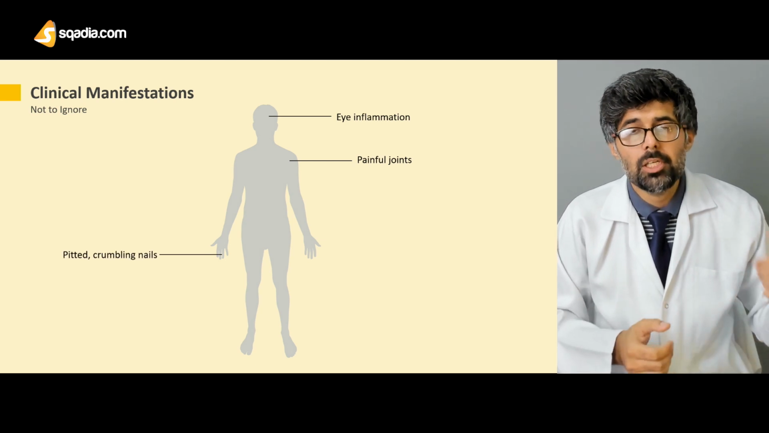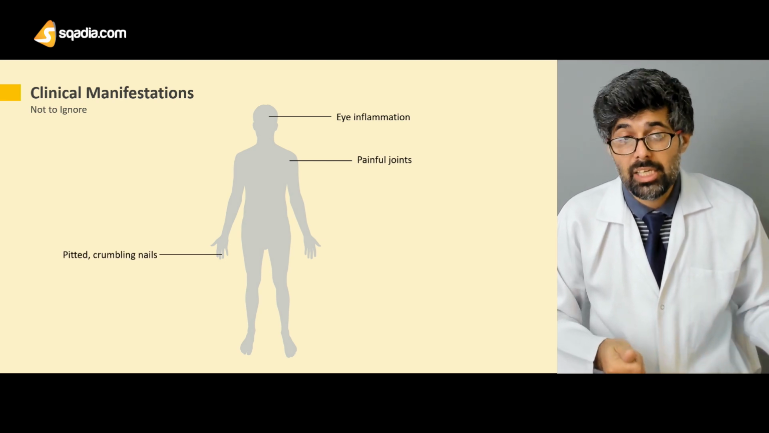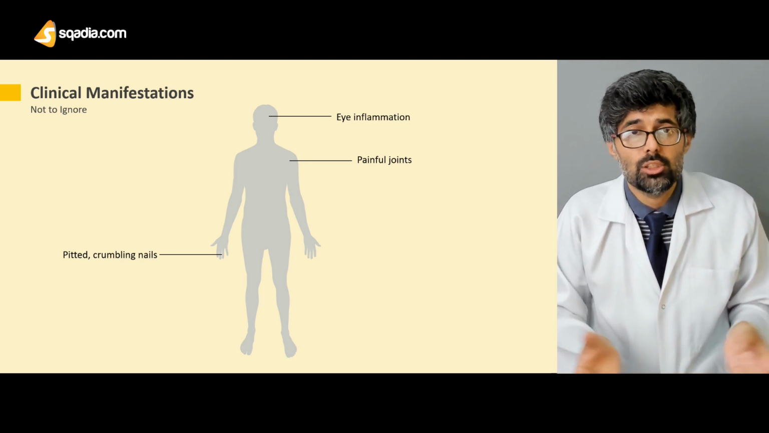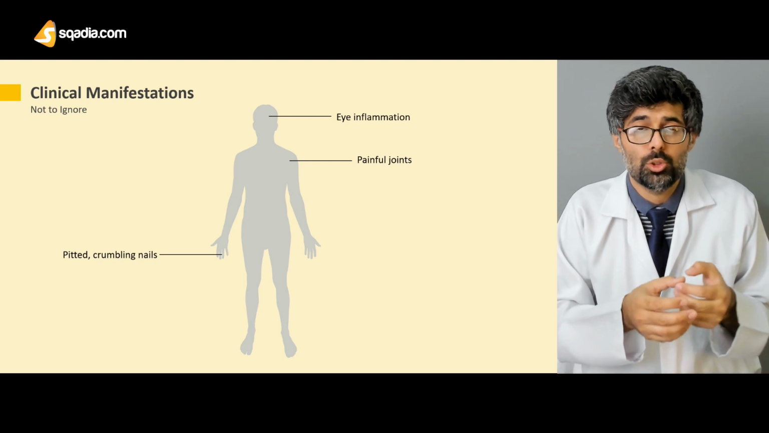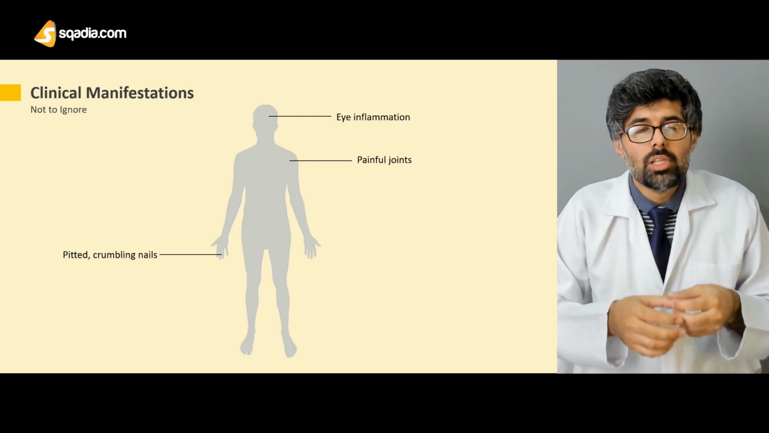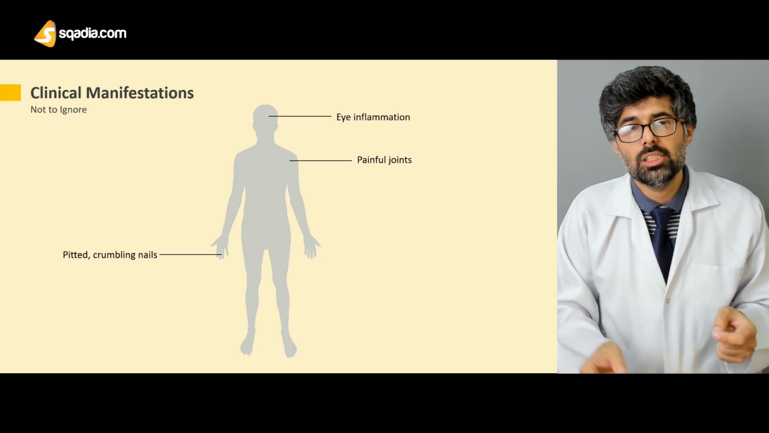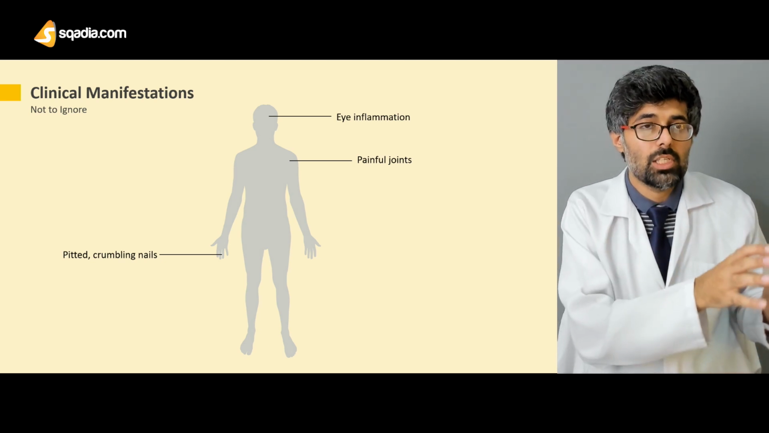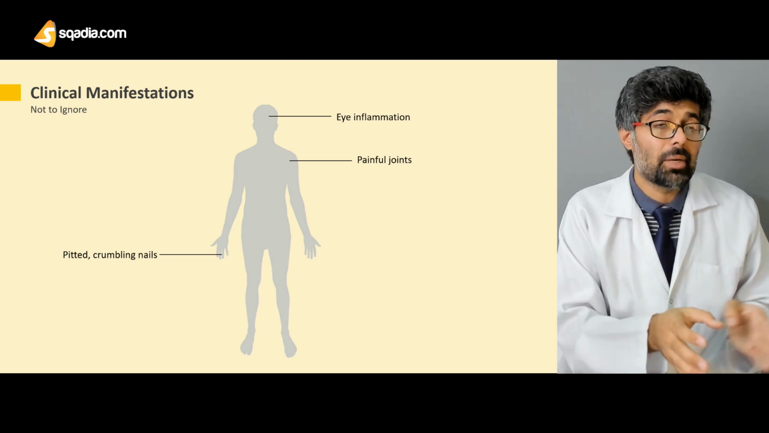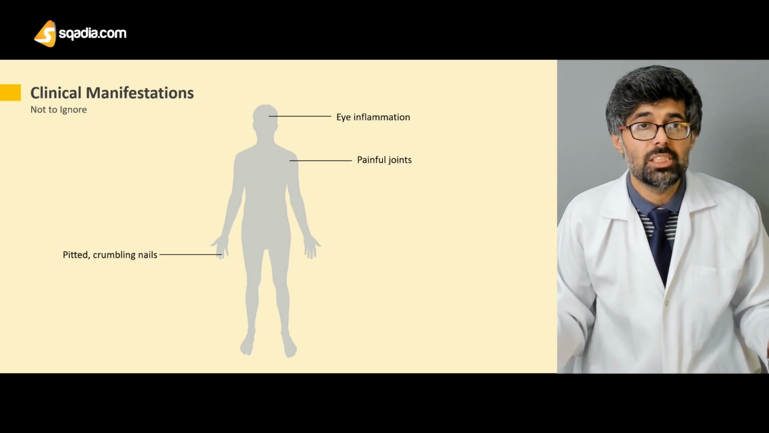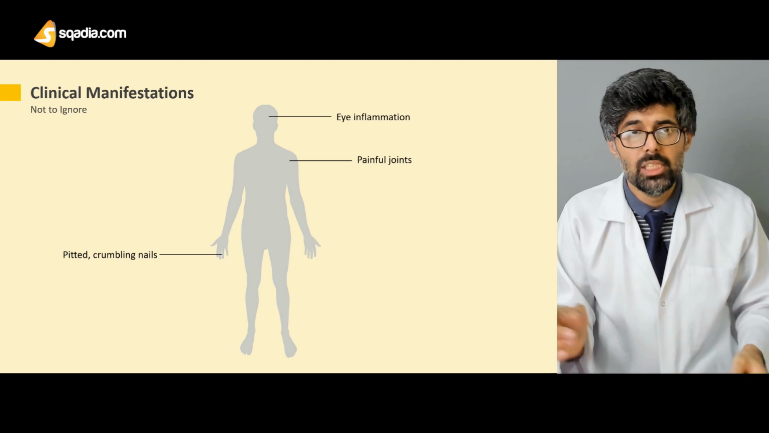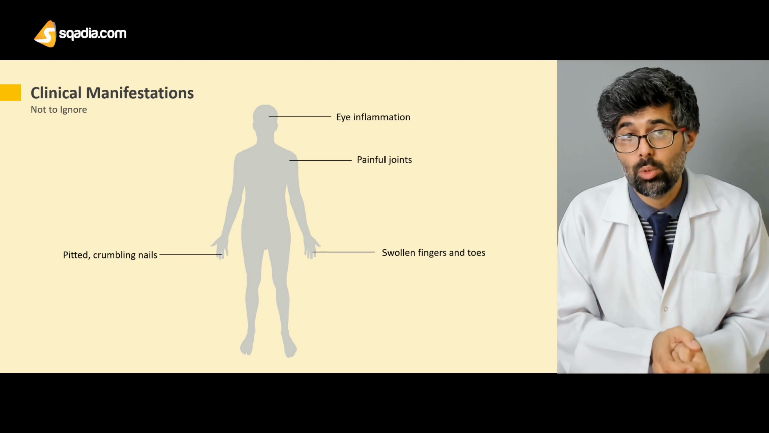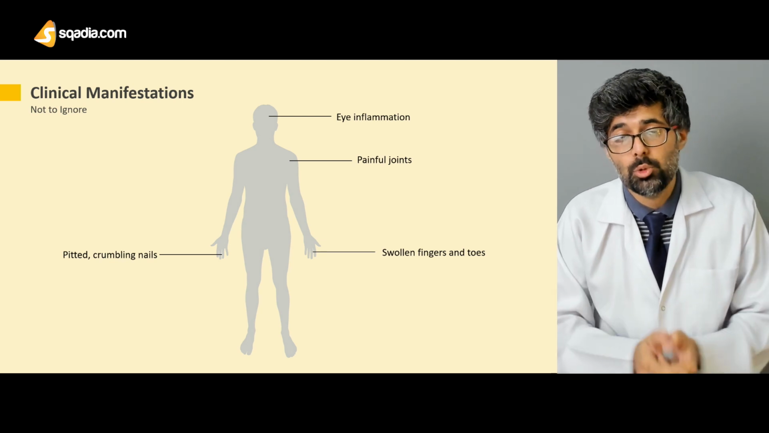It can be pitted crumbling nails. Now, these nails can simply show ridges or can show clubbing or patterns, or they can show complete onycholysis and onychodystrophy. Again, the pattern of the lesions on nails depends upon the spectrum of the disease, where it lies from the mild to the severe end. Next is the swollen fingers and toes. Again, it is due to dactylitis.